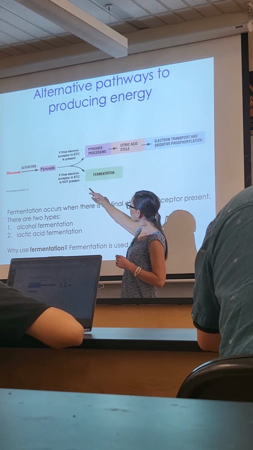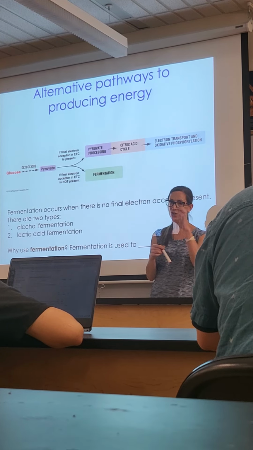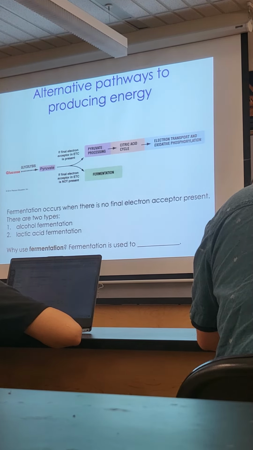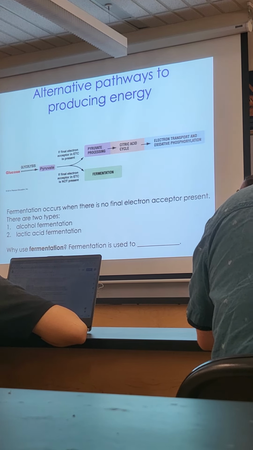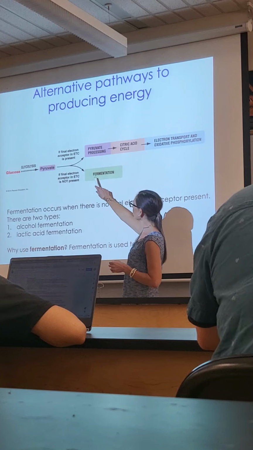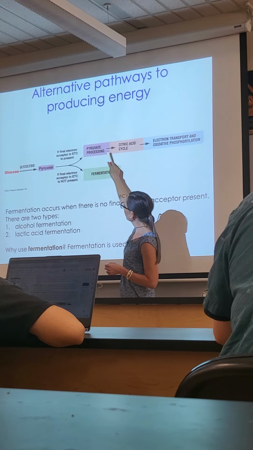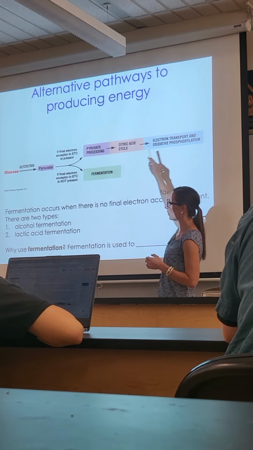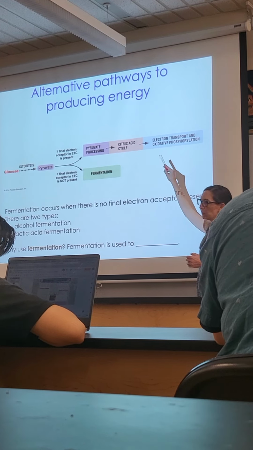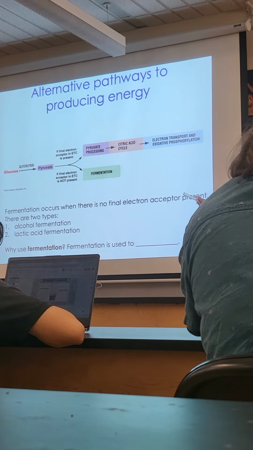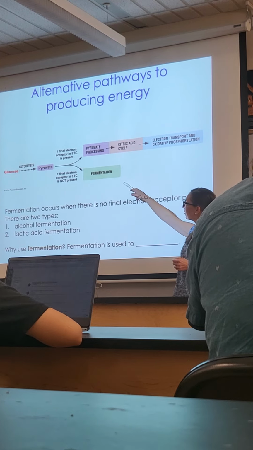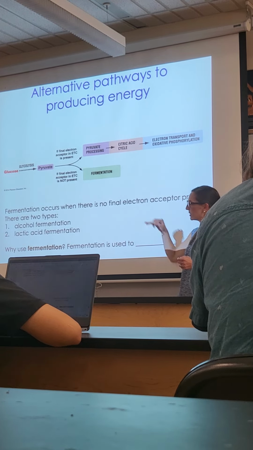If there's no oxygen, we can't shuttle everything we produce in glycolysis into the mitochondria because we don't have a final acceptor. So if that's the case, we will do fermentation. If we do have oxygen, obviously we want to get the most ATP possible, so then we would go through all of cell respiration. But in the case that there's no oxygen available, then your cells will do fermentation.